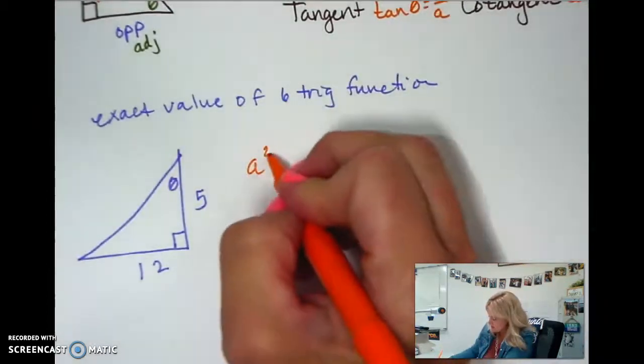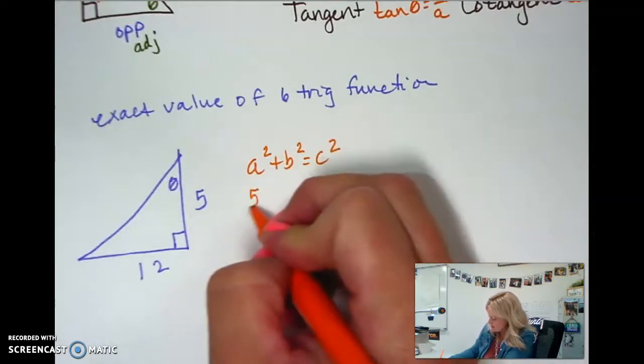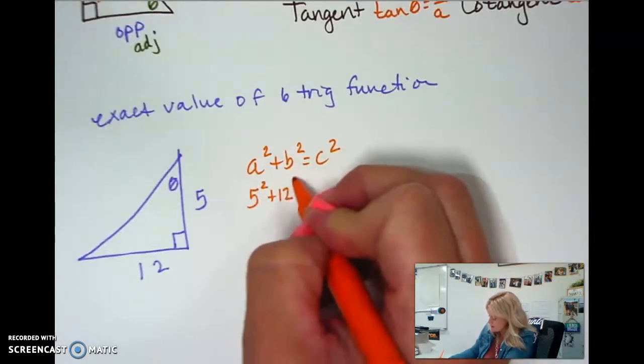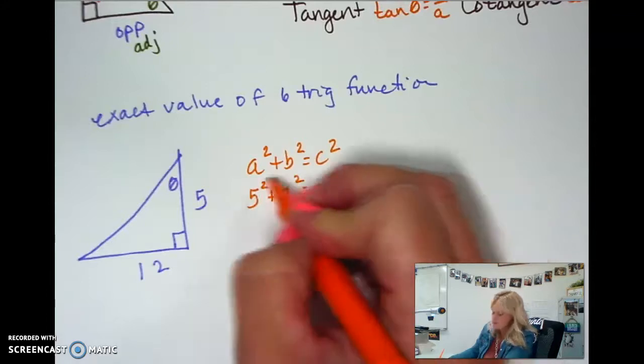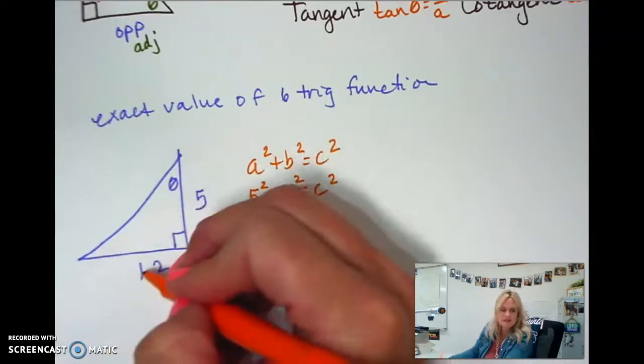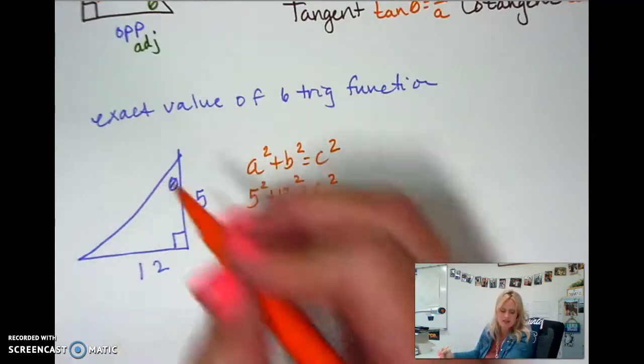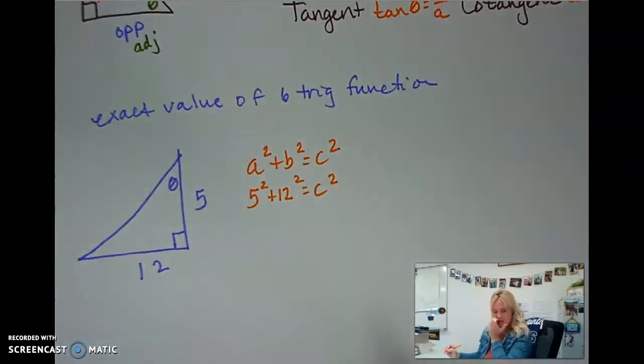A squared plus b squared equals c squared. So 5 squared plus 12 squared equals c squared. Remember, A and B are the legs of the triangle. It doesn't matter if this is A and this is B, or this is A and this is B. What does matter is C is always the hypotenuse.